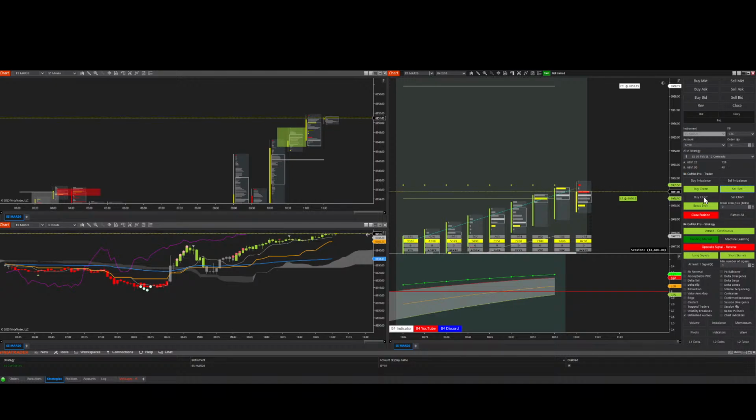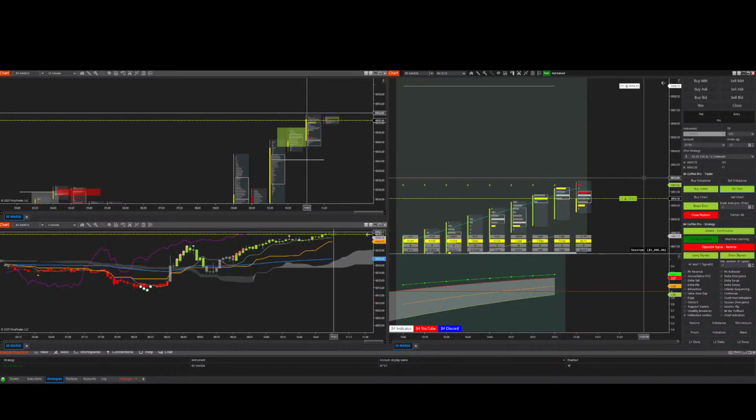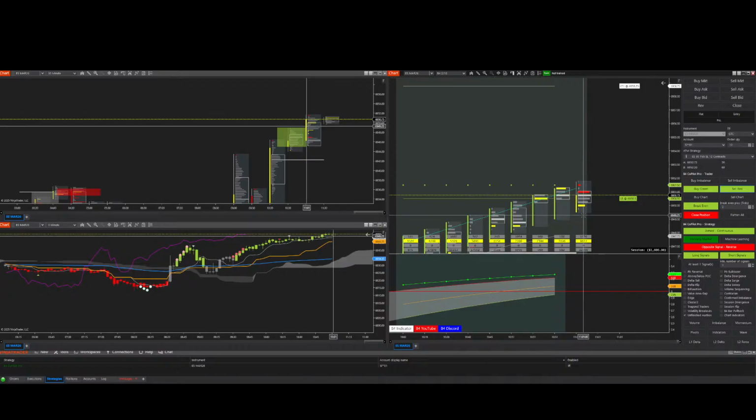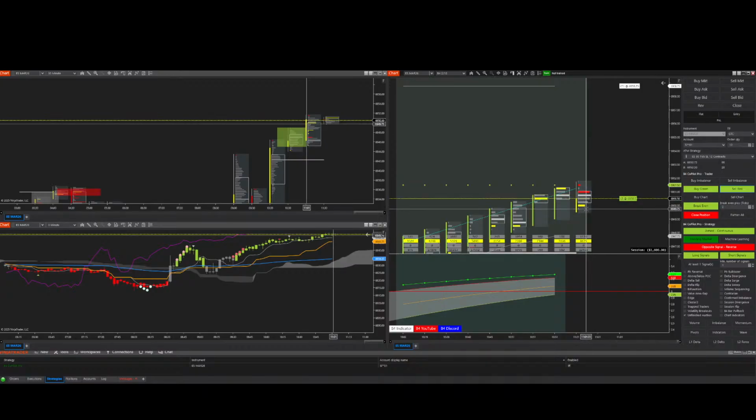Got our chart set up with our chart trader here for the buy green and sell red. So if we go green here, we should get in. If we go red, we should get in. So got it set up there.